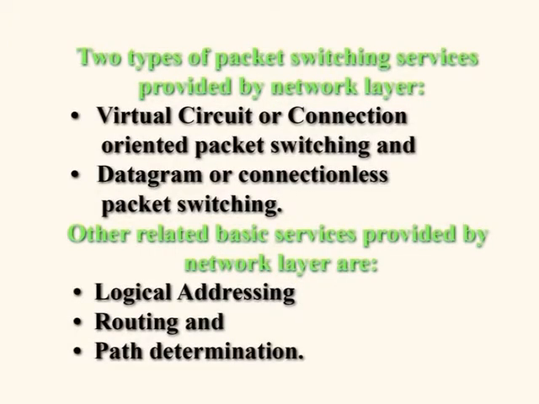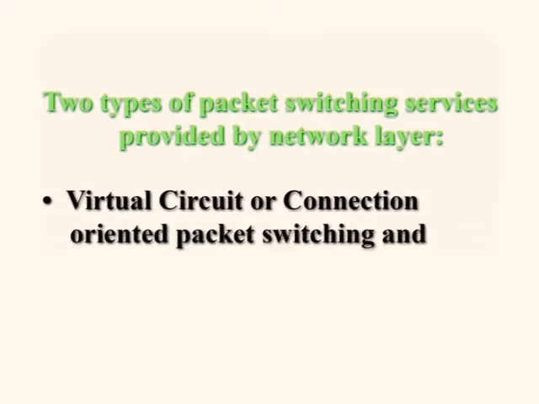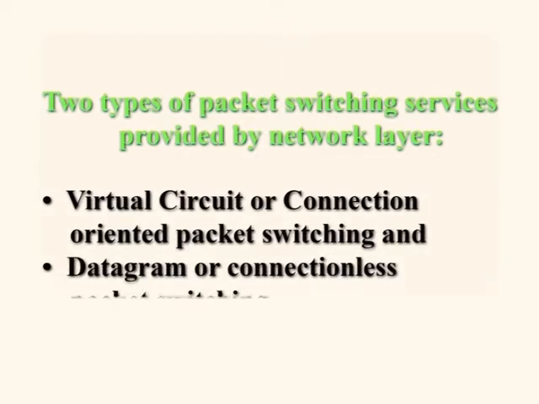First of all, we will discuss the packet switching mechanism at the network layer. Viewers, as mentioned before, we have 2 types of packet switching mechanism at the network layer. First is called virtual circuit or connection oriented service. Second is called datagram or connectionless service. Let us discuss these 2 mechanisms in detail. We will start with virtual circuit. Virtual circuit is a connection oriented packet switching service.